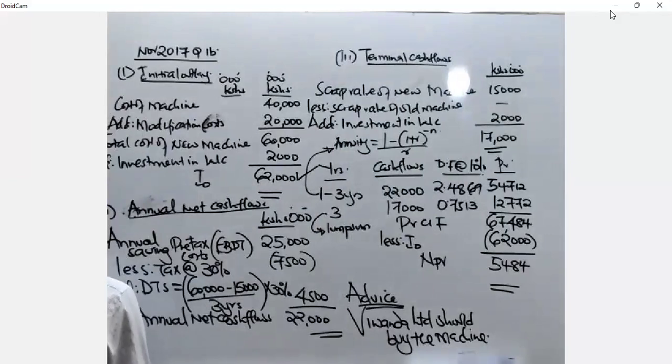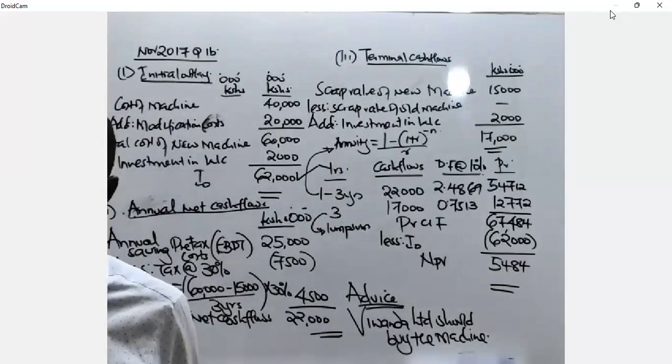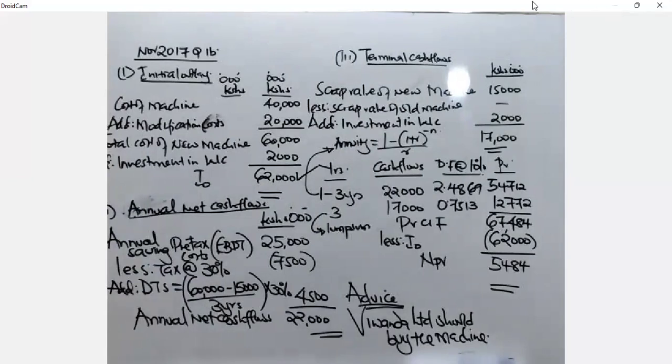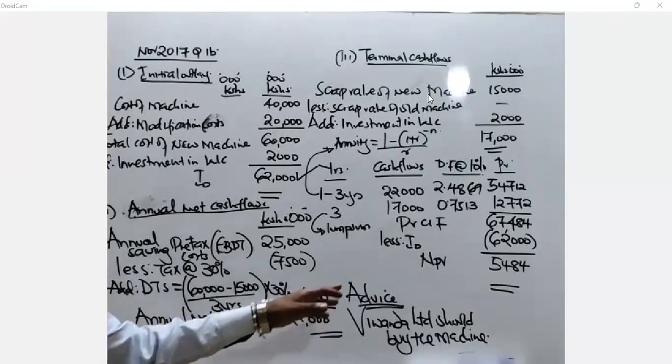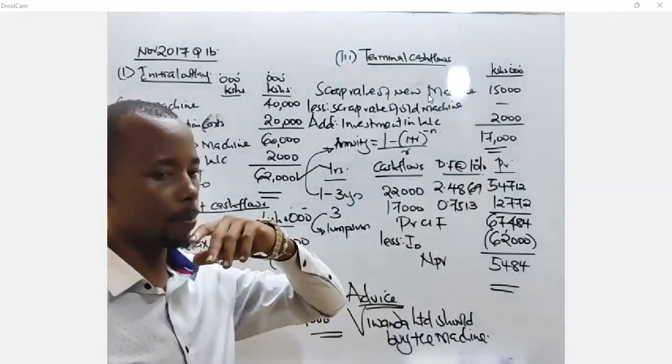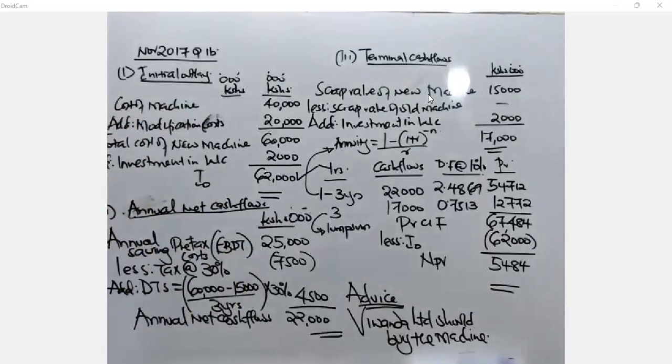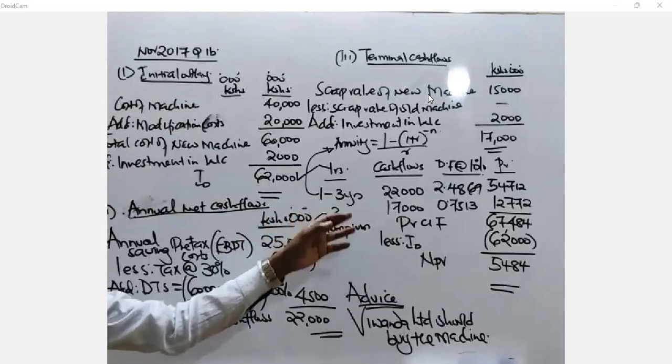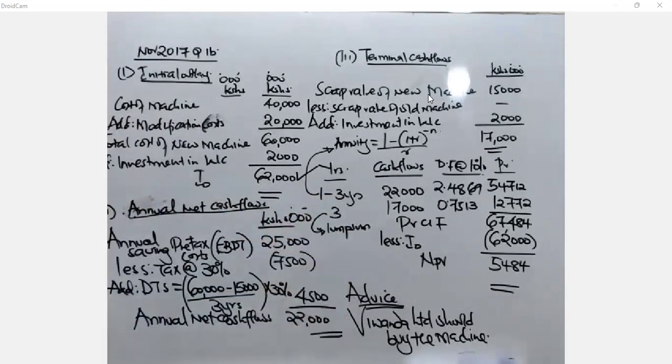Yes, Mwalimu. When computing the annuity, what are you replacing R with? Our R here is our 10%, which is our discount factor, the cost of capital. And N is the number of years, 3 years.